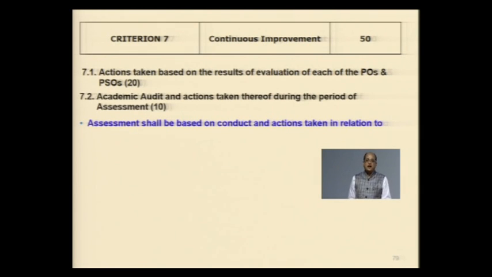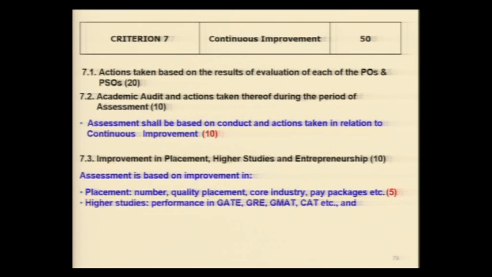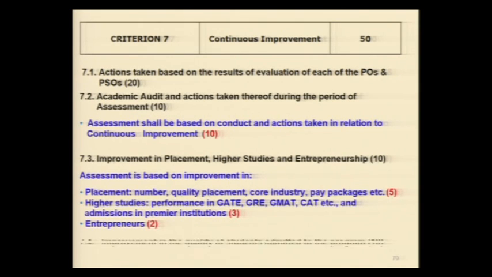Then it is expected that a program should have a continual quality improvement. Under that, an academic audit. This academic audit should work in a closed loop. How this closed loop works is, assessment shall be based on conduct and action taken in relation to continuous improvement. For example, how the marks will be given on this: what are the assessment parameters, what are the audit parameters, who conducts the audit. Now, somebody who conducts the audit, how that report gets documented, how that report goes back to the program which was audited by a committee.